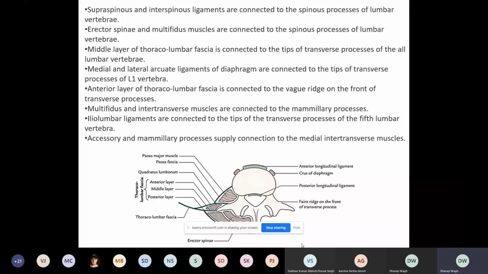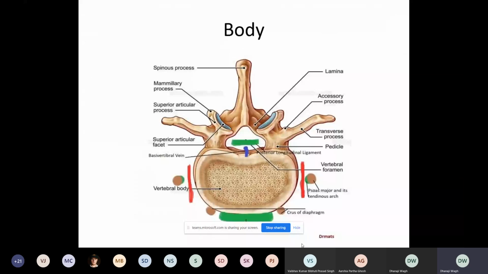So diagrammatically you can see all this vertebral body to the side, there is the psoas major and its tendinous arch. Then you can see there is the posterior longitudinal ligament. Anteriorly we can see, in green color, the anterior longitudinal ligament. In blue color you can see the basivertebral vein.